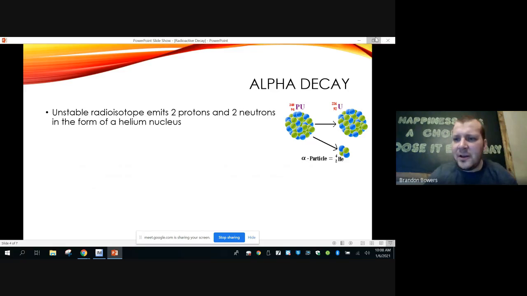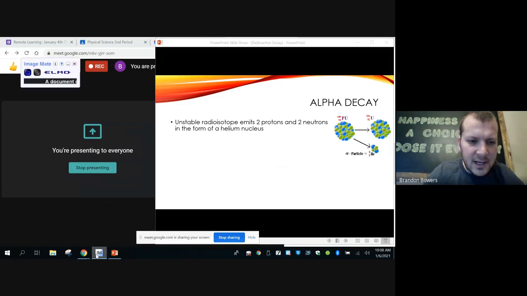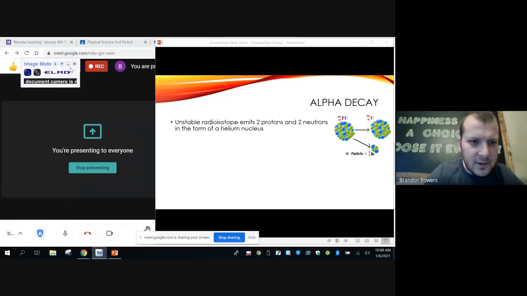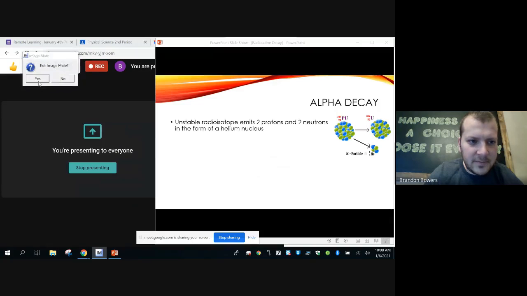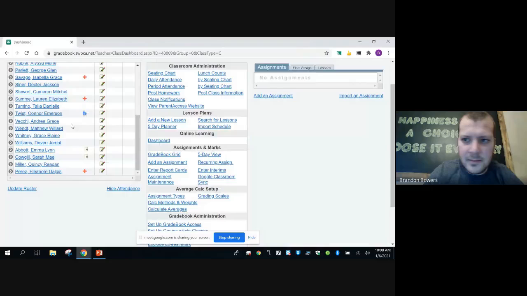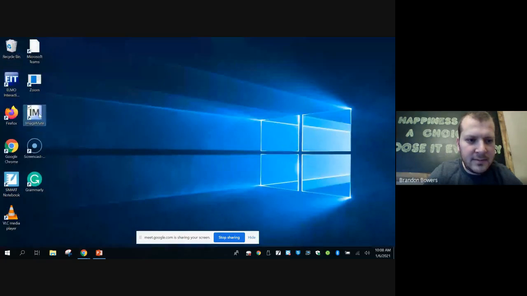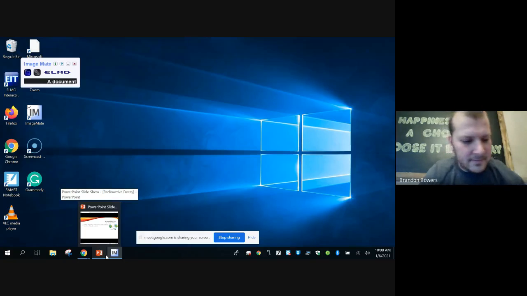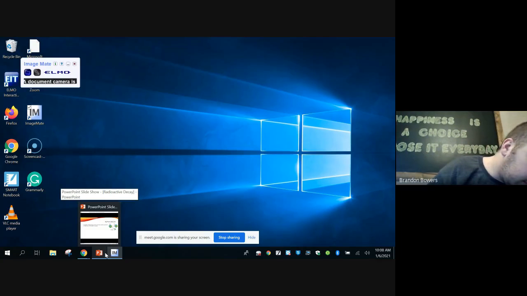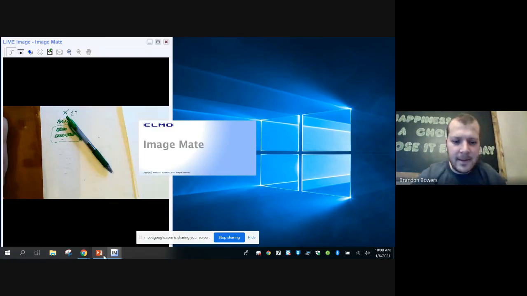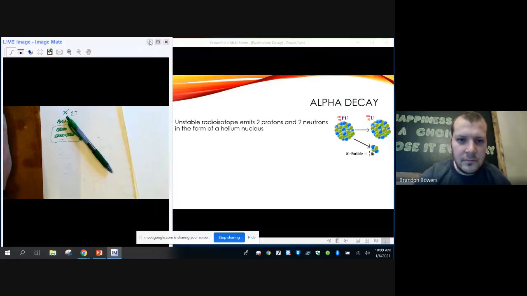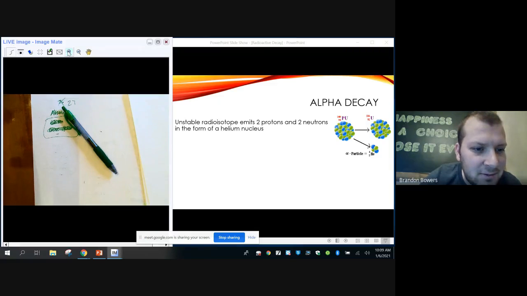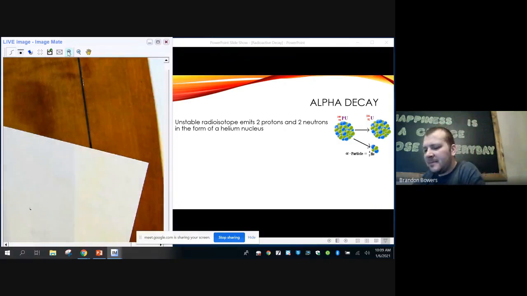Now, there are 3 types of radioactive decay that we're going to be looking at. The first one is alpha decay. So we got alpha decay.